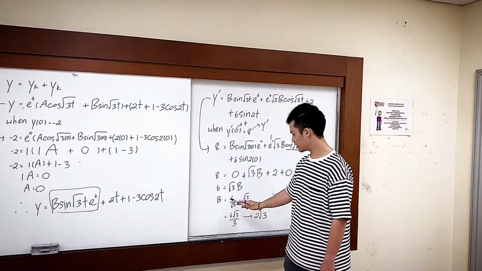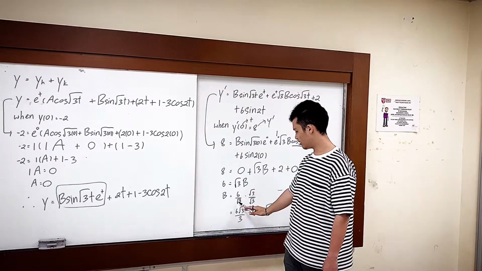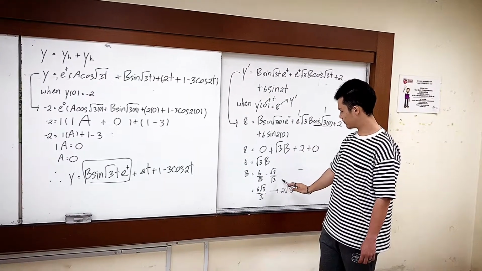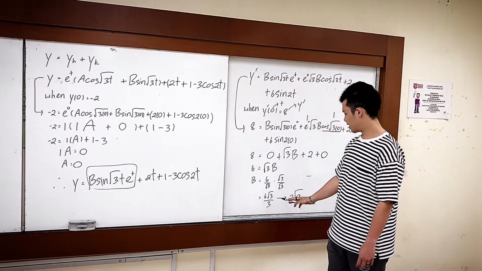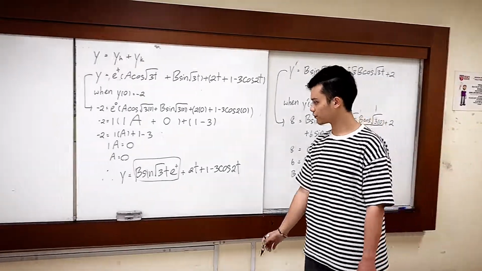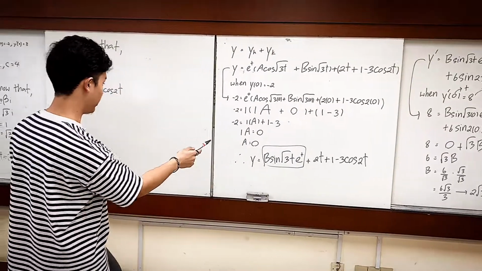You can answer like this, but normally we don't answer this way because we don't want the square root to be the denominator. So we multiply by square root 3 over square root 3. So you will get 6 square root 3 over 3. Eliminate that, you get 2 square root 3. So we got A, we got B.